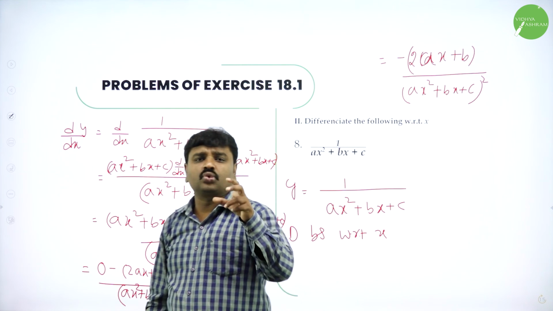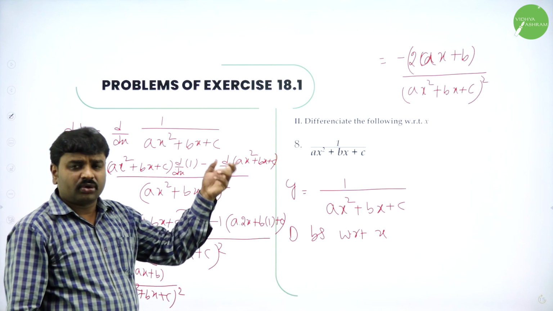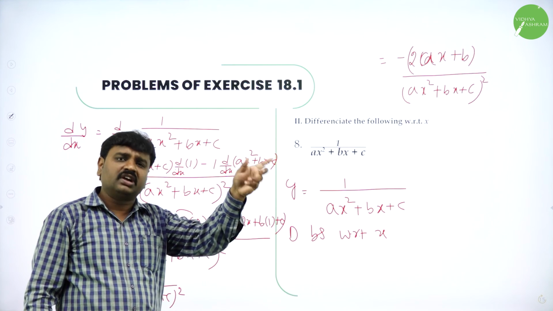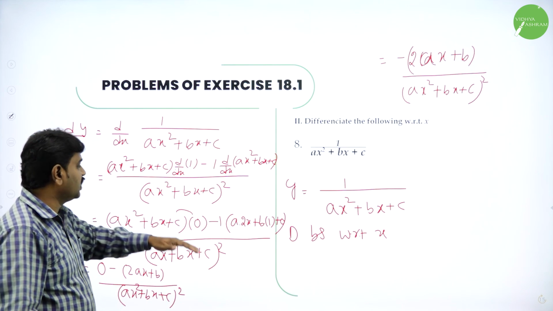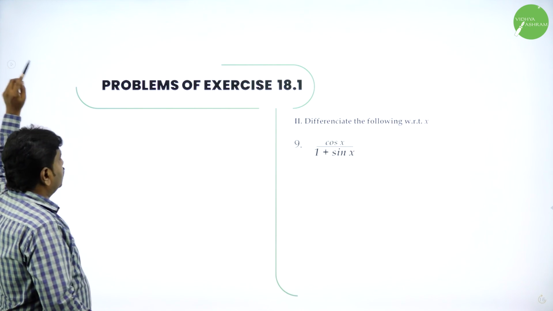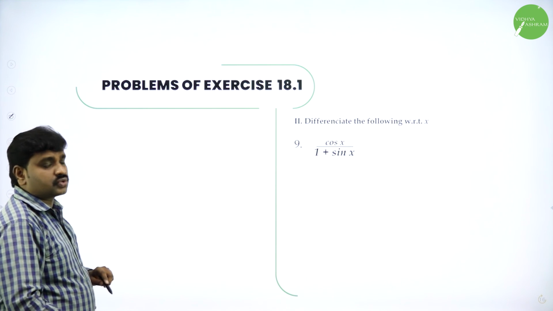So what is the rule we used? Quotient rule. What is quotient rule? Denominator into derivative of numerator minus numerator into derivative of denominator, by denominator the whole square. You can use the same quotient rule for this to solve.